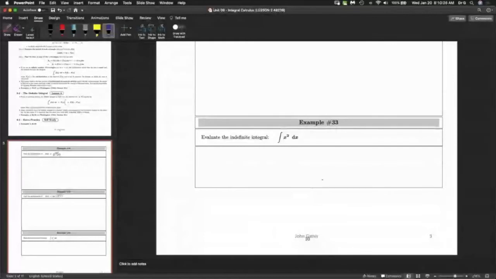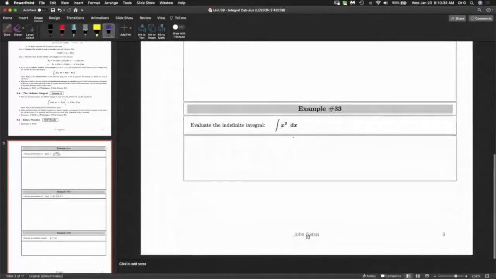So here is the first example, example 33. So this example here, it says the integral of x squared dx. So what this is saying is, and I'll say it very plain, okay? Very, very simple. It's saying, give me the antiderivative of x squared. That's all it's saying. The integral of x squared dx is an instruction for you to give me the antiderivative of x squared. So, based on our discussion last week, this is pretty easy.